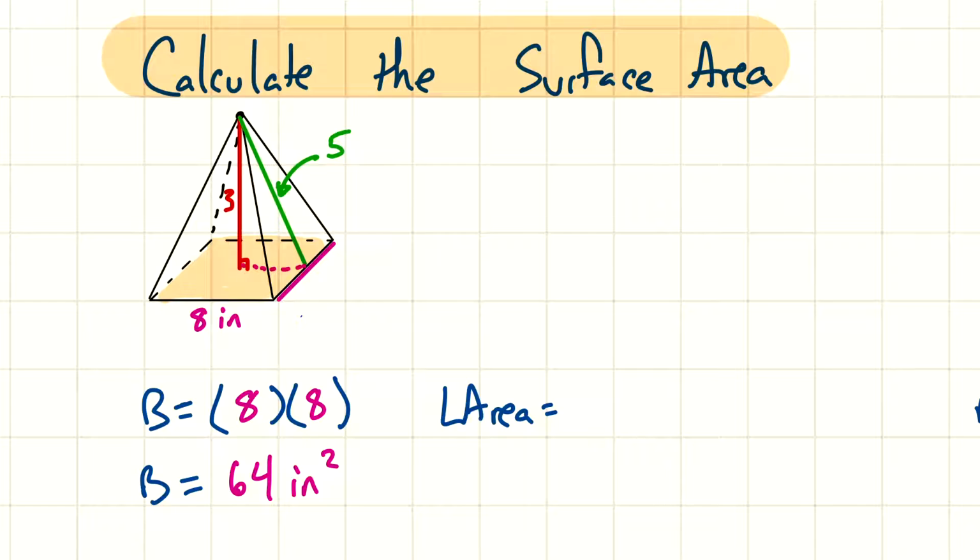Now lateral area, this one's a little bit more tricky. I'll help you set this one up, but usually when I start this, I ask myself, how many lateral faces are there? So how many triangles are there that go around the whole pyramid? Well, in this case, there are 4. And so then that means I'm going to find the area of the triangles. Just one triangle is going to have a formula of 1/2 base times height.